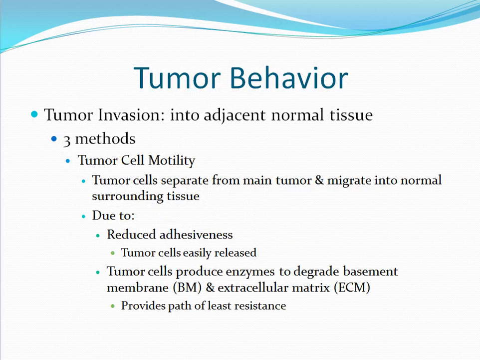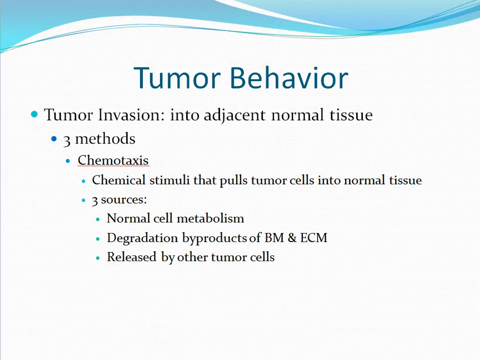The second method is tumor cell motility. Tumor cells tend to separate from the main tumor and migrate into surrounding normal tissue. This is due to two factors. The first is reduced adhesiveness. Tumor cells tend to be easily released or removed from the primary mass. Also, tumor cells produce enzymes that act to degrade the basement membrane and the extracellular matrix. This then provides a path of least resistance, and it becomes easy for them to spread.